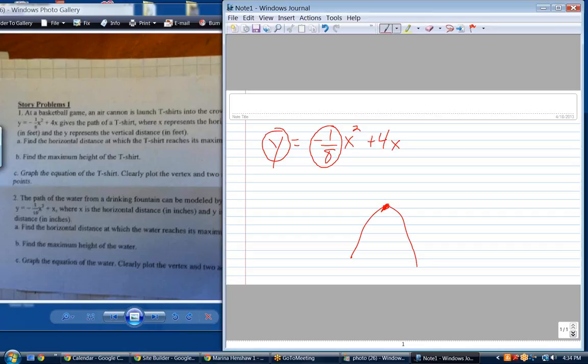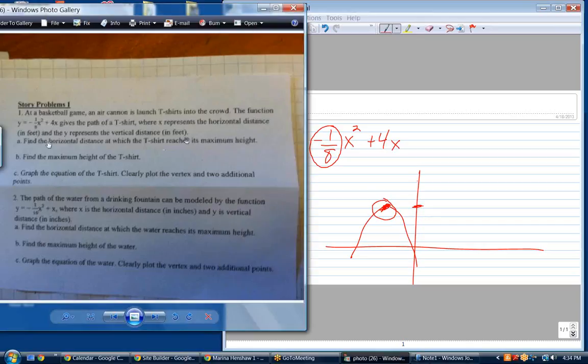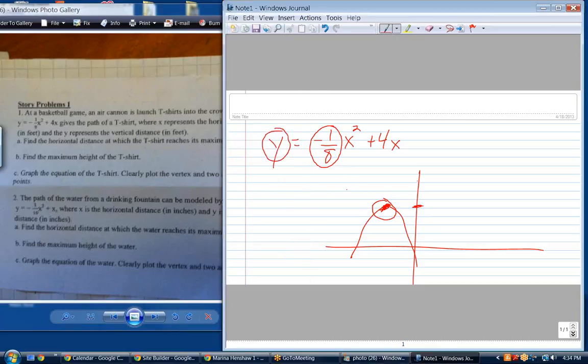Well, we need to figure out the vertex because that's going to be where y, remember this is on some scale here, and this point right here is going to be where y reaches a maximum. And that's what they're asking, where y represents the vertical distance, and find the horizontal distance where the t-shirt reaches its maximum height.